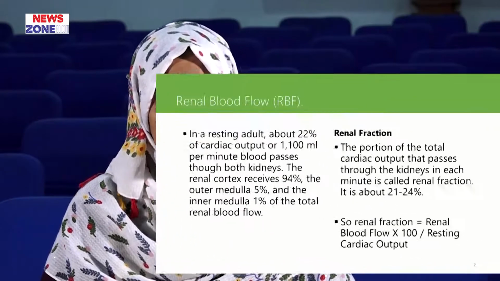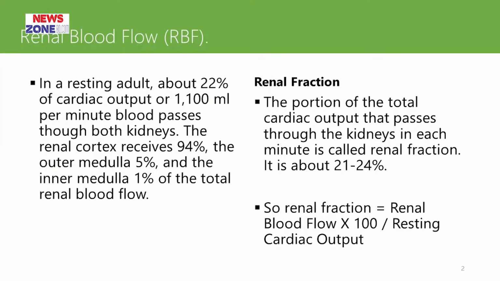So what is the renal blood flow? It is the amount of blood that enters our kidneys in each minute. On average, its value is about 1100 ml. And its ratio with the cardiac output is known as the renal fraction. It is the ratio of renal blood flow to cardiac output. So if the renal blood flow is 1100 ml and the cardiac output is about 5000 ml, we get the renal fraction as 22%. So the kidney gets its blood from 22% of the cardiac output.